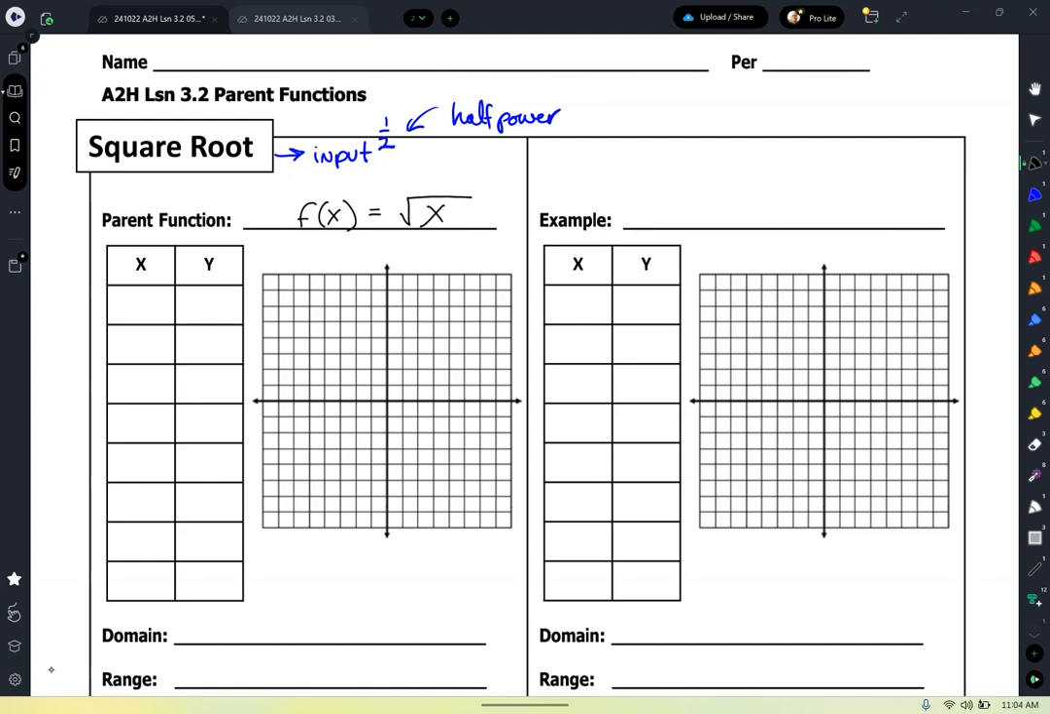We're going to take our input and raise it to the half power. We'll talk more about fractional coefficients later, but that is the square root. The question this sign asks us is, what number times itself gives me the number inside? That's the idea. Whatever's inside, what's this called right here?